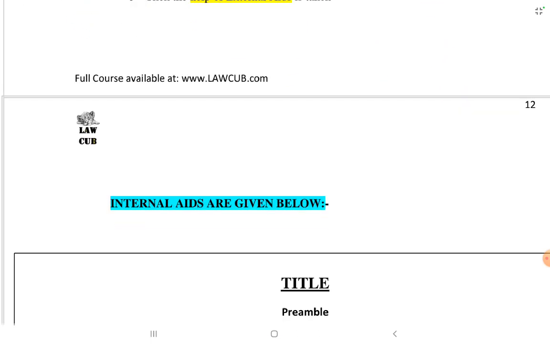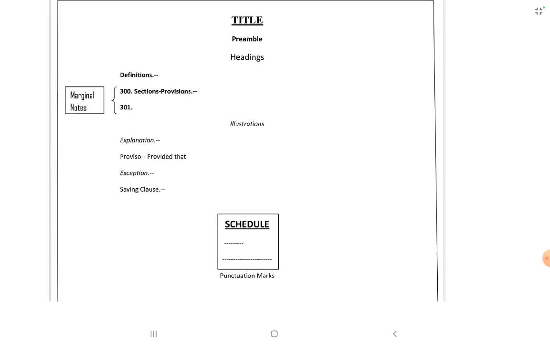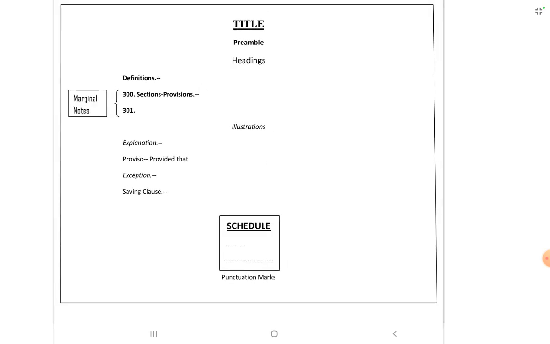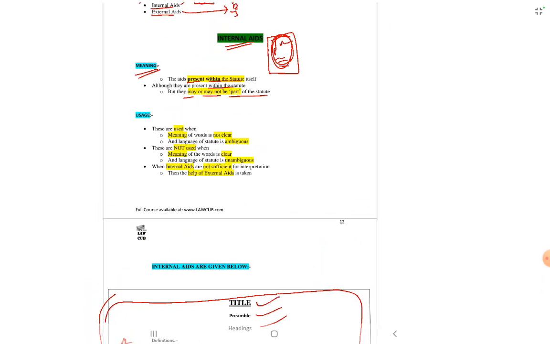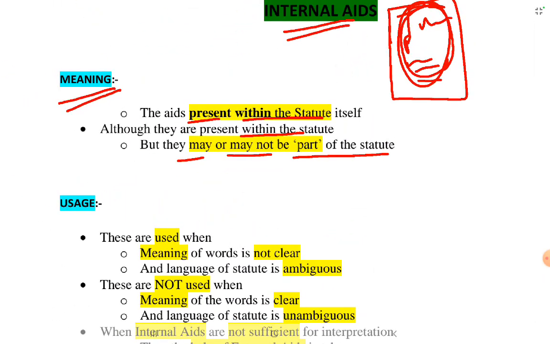For example, these are all internal aids. They are present within the statute. This is the boundary of the statute. Here, the majority of the internal aids are part of the statute, like title, preamble, headings, but some internal aids are not part of the statute, like marginal notes. Marginal notes are internal aids. They are present within the statute, but they are not part of the statute. So this was meaning of internal aids.